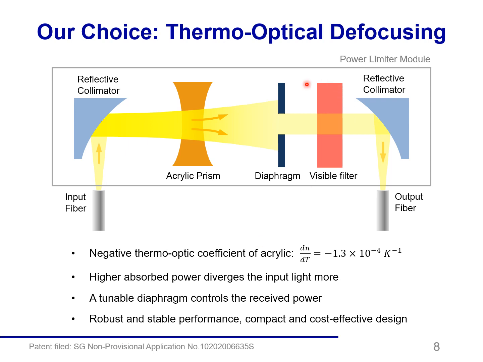Then, if we put a diaphragm here, we can control the received power by just tuning the diaphragm width. And a filter could be introduced here to limit the input wavelengths to prevent wavelength attack. We will provide more detail on this later. So basically that's it. All we use is off-the-shelf components to provide a robust and cost-effective design.